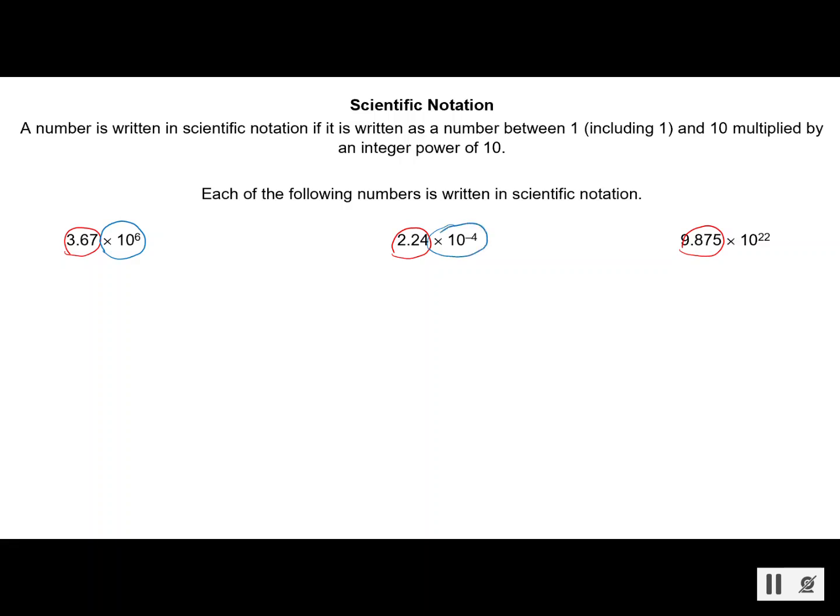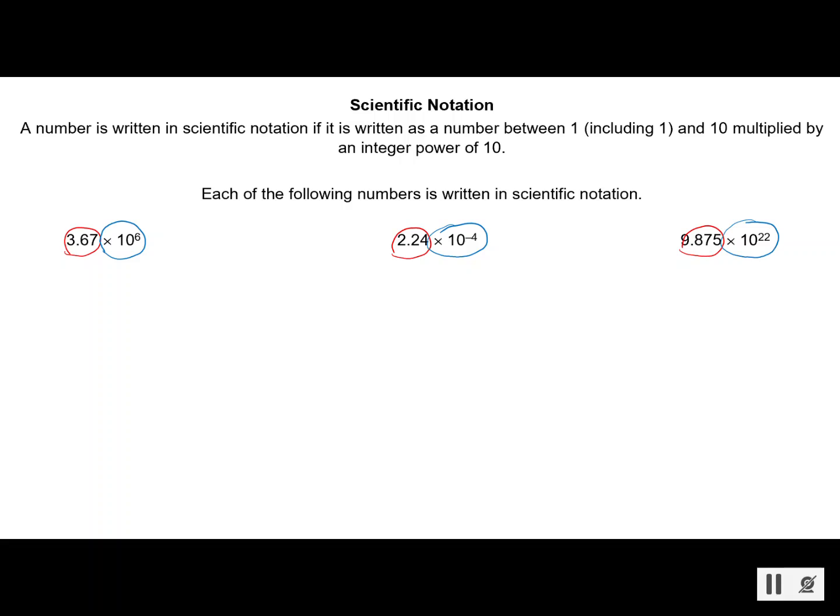The second number here, the 2.24, is multiplied by 10 to the negative 4. Is 10 raised to the negative 4 power 10 raised to some integer? Yes, negative 4 is an integer. So the second number, 2.24 times 10 to the negative 4th, is also a number written in scientific notation. And finally, the last example, we notice that the 9.875, again, that's a number between 1 and 10. It's multiplied by 10 to the 22nd power, which is 10 raised to an integer power. So that number is also written in scientific notation.